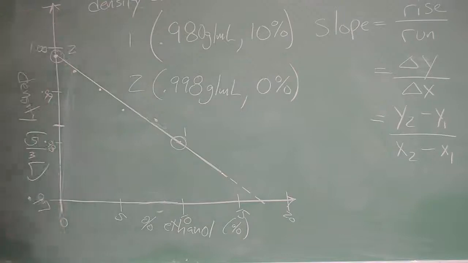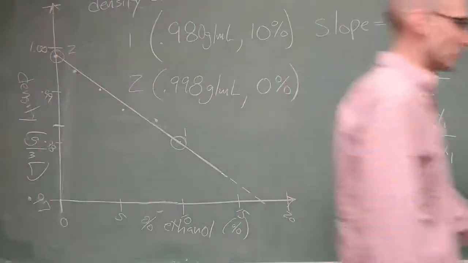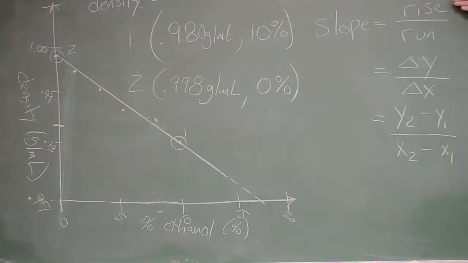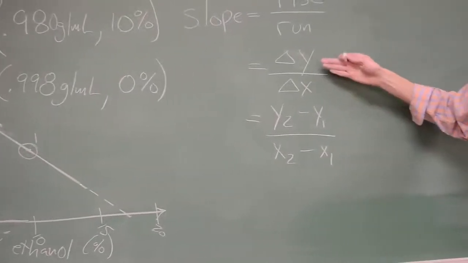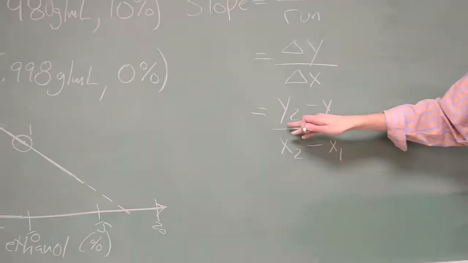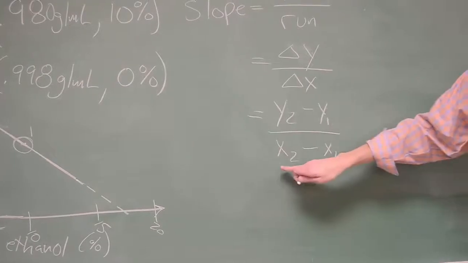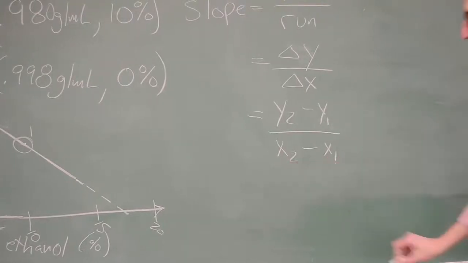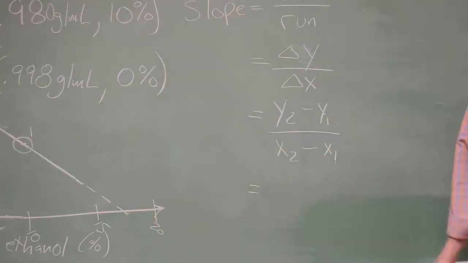So now that I have my 2 points, I am simply going to plug them into the slope equation. The slope equation is rise over run. Once again, the rise is delta y, the run is delta x, change in y over change in x. We can even simplify that further: the value of y2 minus y1, over the value of x2 minus x1. So we can take the data points that we just got and plug them into this equation.